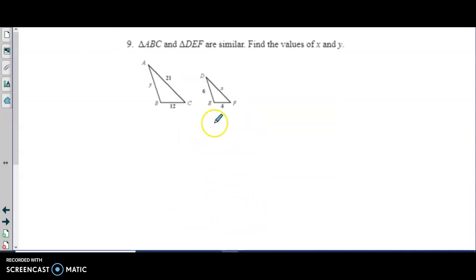All right. Triangle ABC and DEF are similar. So we already know they're similar. That means we know their corresponding angles are equal and their corresponding sides are proportional. And we want to find the values of x and y. So when we start this, the first thing we need to do, we know we're going to set up 2 fractions. Remember, it doesn't matter how you set up the first fraction. We do need a fraction that has numbers.